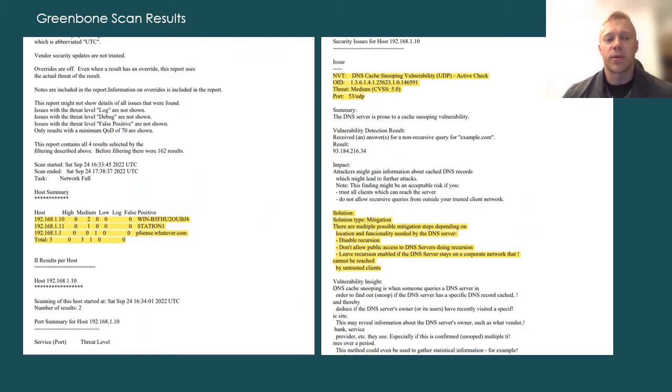So let's discuss our Greenbone scan results. We did a scan on a virtual network, which housed 5 different machines. All of the machines were running. 3 of them, as we can see here, were detected with vulnerabilities.